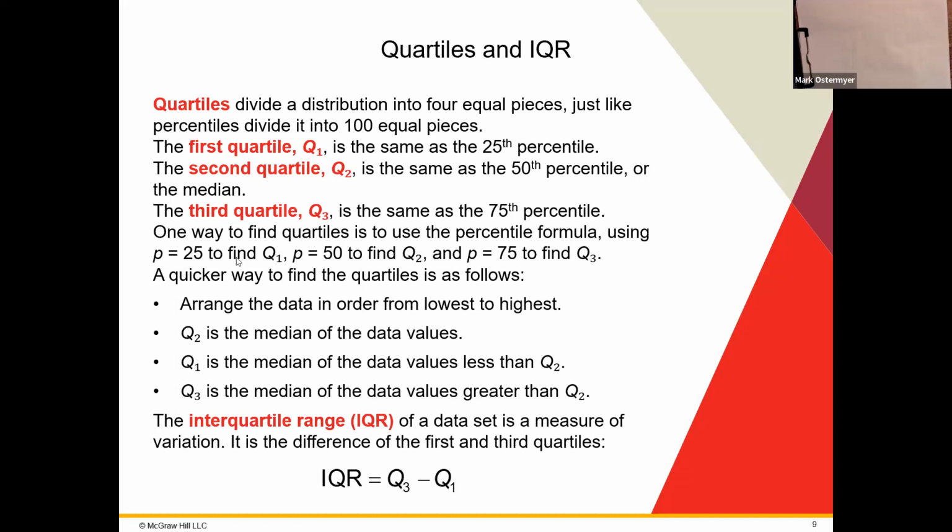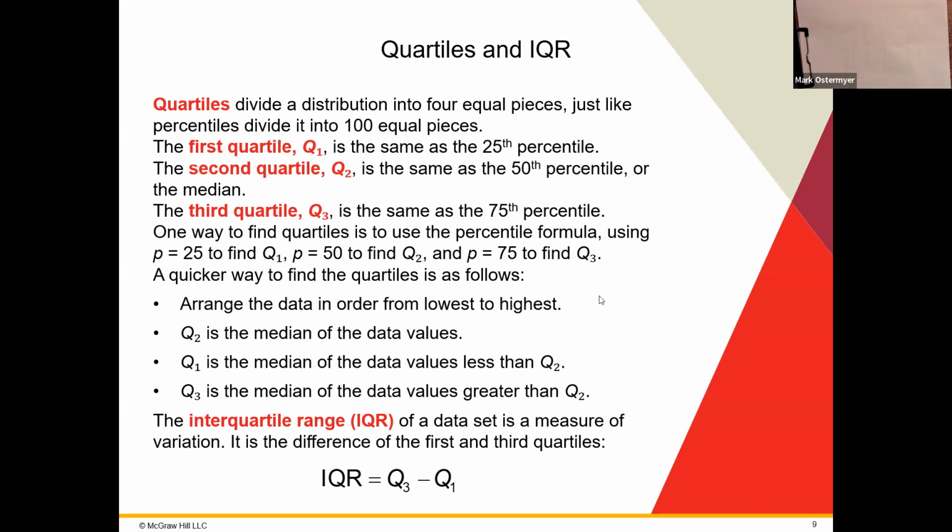Okay. Now, how do we find quartile values? Well, one way is to make sure your data, first of all, is sorted. And we could use the percentile formula. In other words, to find the first quartile means to find the 25th percentile. To find the second quartile, we want to find the 50th percentile. Or to find the third quartile, we want to find the 75th percentile. That's one way to find your first, second, and third quartiles.